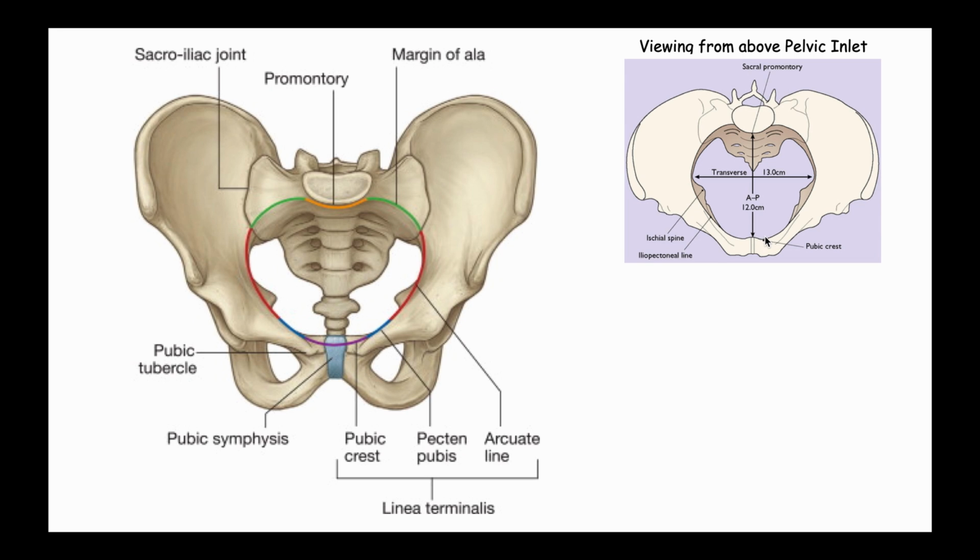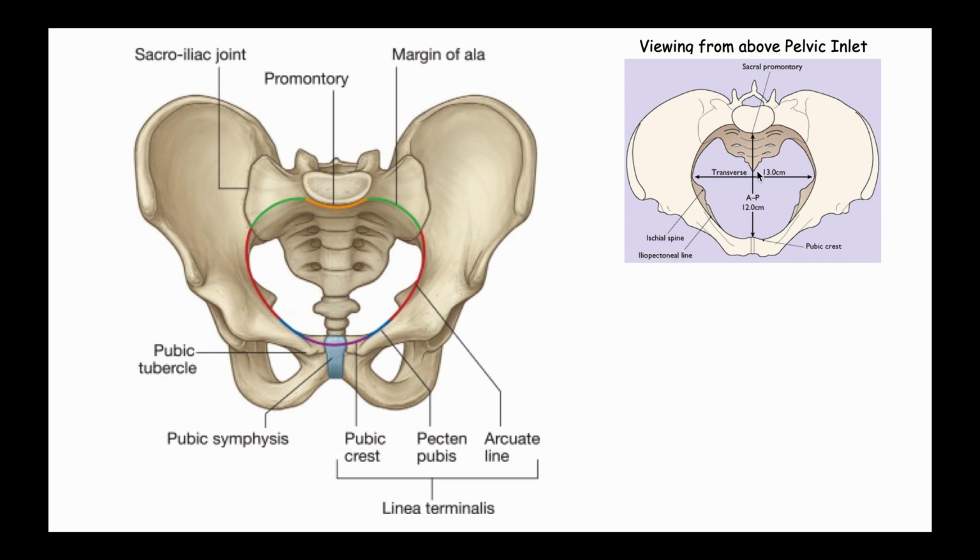Anytime we mention anterior posterior, the anterior refers to the symphysis pubis and the posterior refers to the sacral promontory or the sacrum over here. Now, as you look at this image, I want you to imagine that you are the baby in a head down position, looking down on the pelvis from above at the space that you must squeeze yourself through.